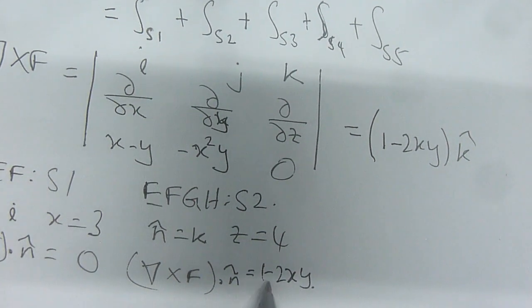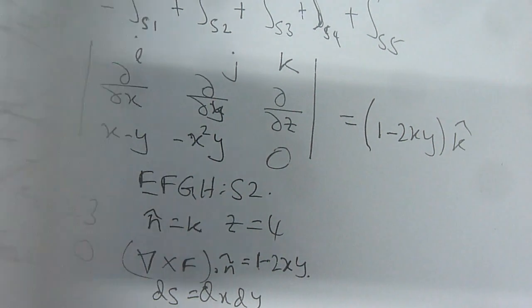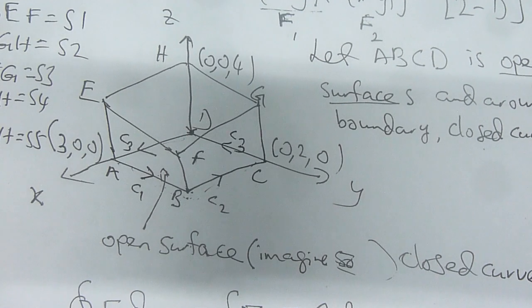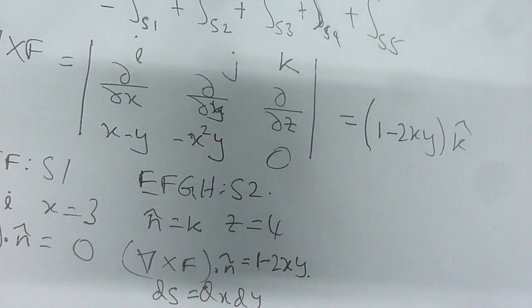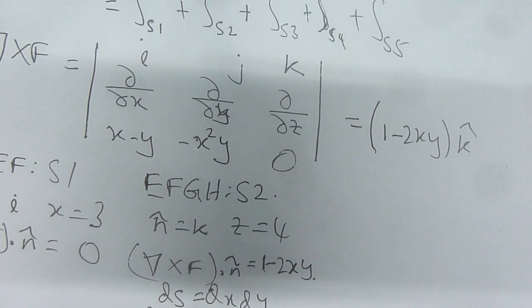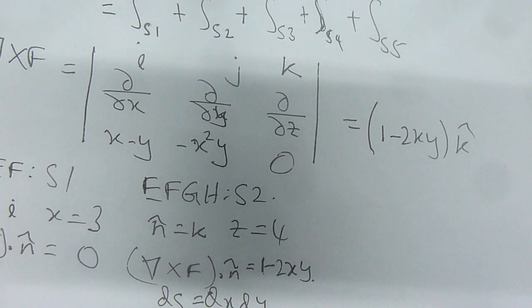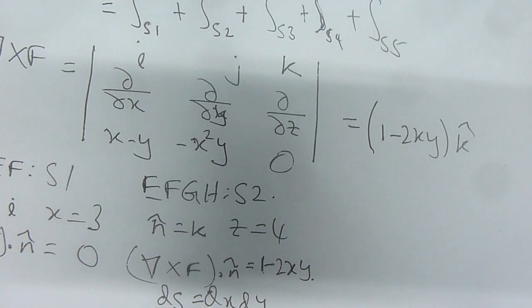Then what is the dS here? We need to calculate this one. When you calculate dS here, dS is dx dy. Of course, we are calculating dx dy. Now when you start calculating this, you will get the solution. Try and see, exactly as S2, same as this. I hope you can calculate by yourself. Please try. With 1 minus 2xy, the solution you get is negative 12.